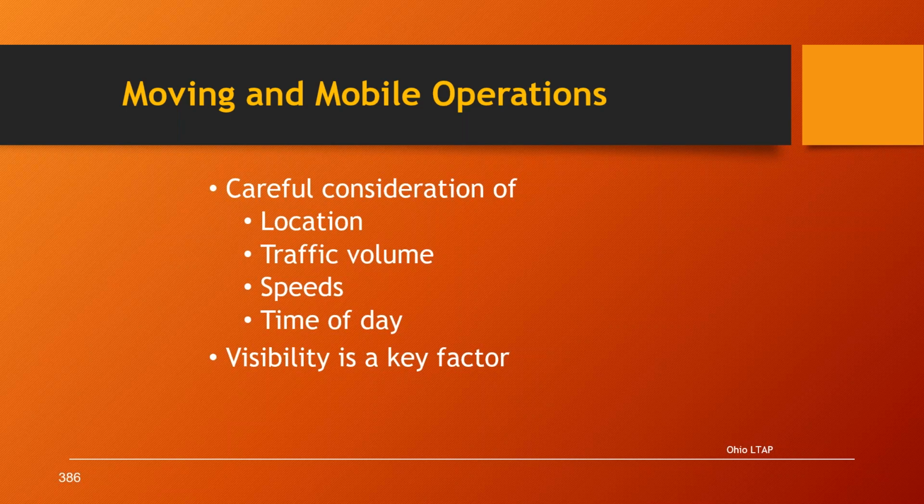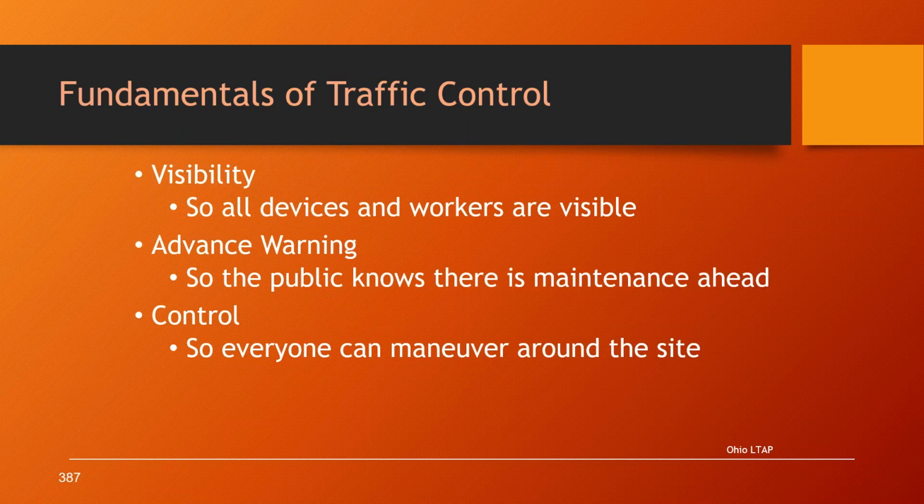We need to be highly visible to the motorists as they approach. So when I say highly visible, I'm talking about not just all the temporary traffic control devices, but also the workers. They need to be visible. And we need to provide advance warning so the public knows there is roadway maintenance ahead. And we need to have the proper traffic control so everyone knows how to maneuver around us. Or maybe they're not going to maneuver around us. Maybe they just need to stay behind us for a while. So they need to know that.